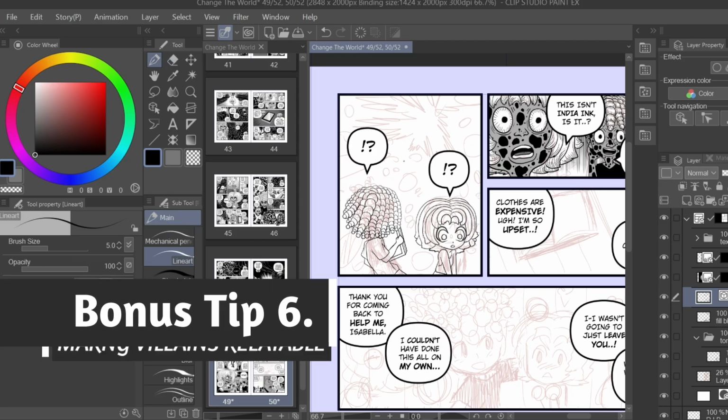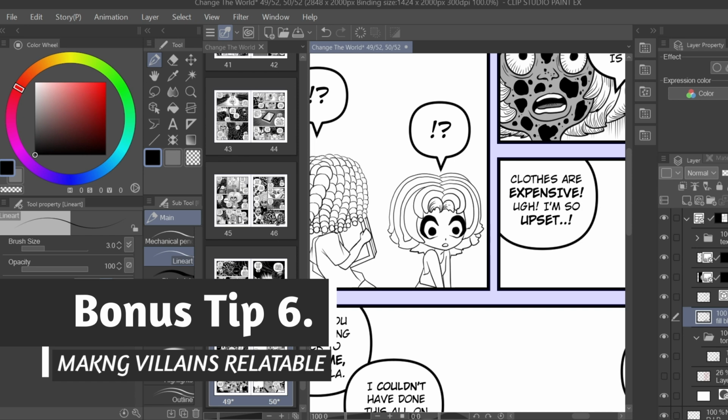By giving your villain character some connections to your hero character, it will allow your reader to understand the importance of them in the story.